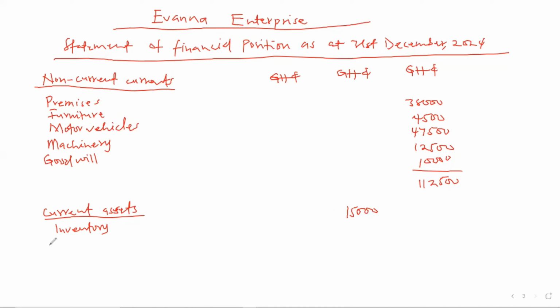Then we have trade receivables. You should know that trade receivables is the same as debtors. Trade receivables, so that one is 10,620. Then we have treasury bill. It is a current asset. You should know that. Treasury bill, which is 25,000.